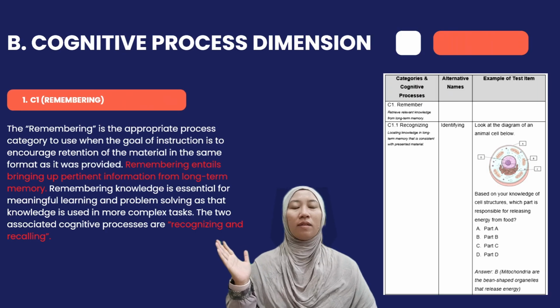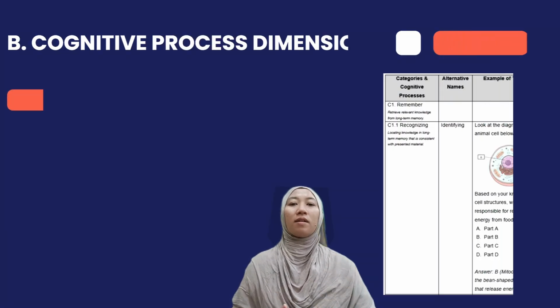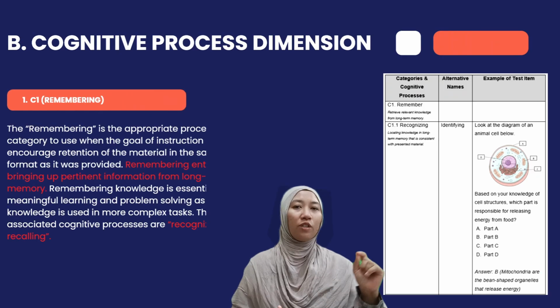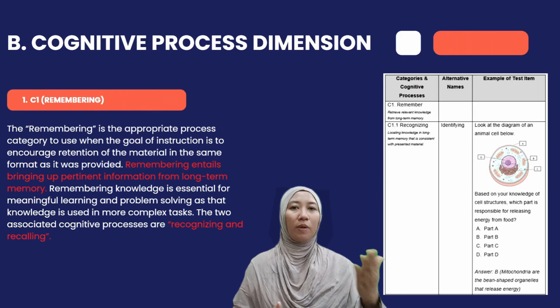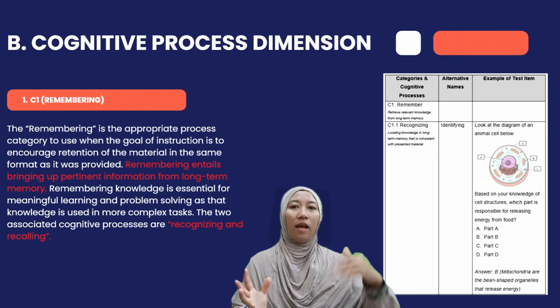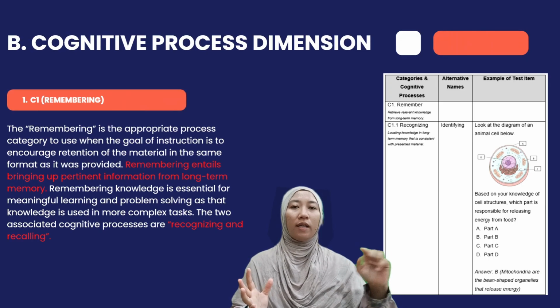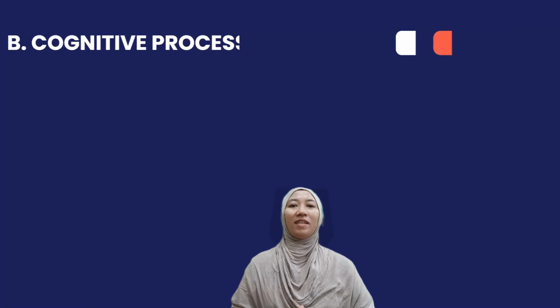And this is an example of a test item in science. For example, in teaching and learning, teachers try to construct a test item with C1, remembering, specifically recognizing. Or we can use another term, not only recognizing, but identifying. For example, this test item presents a picture related to the cell, and there are some boxes numbered 1, 2, 3, 4, and we ask the students to recognize which part belongs to a given function. And this is the answer.